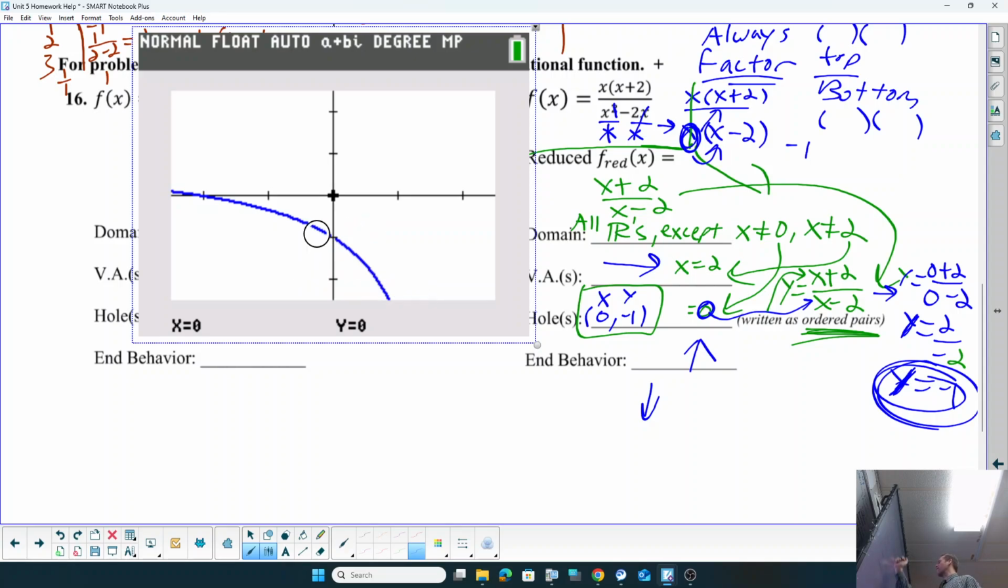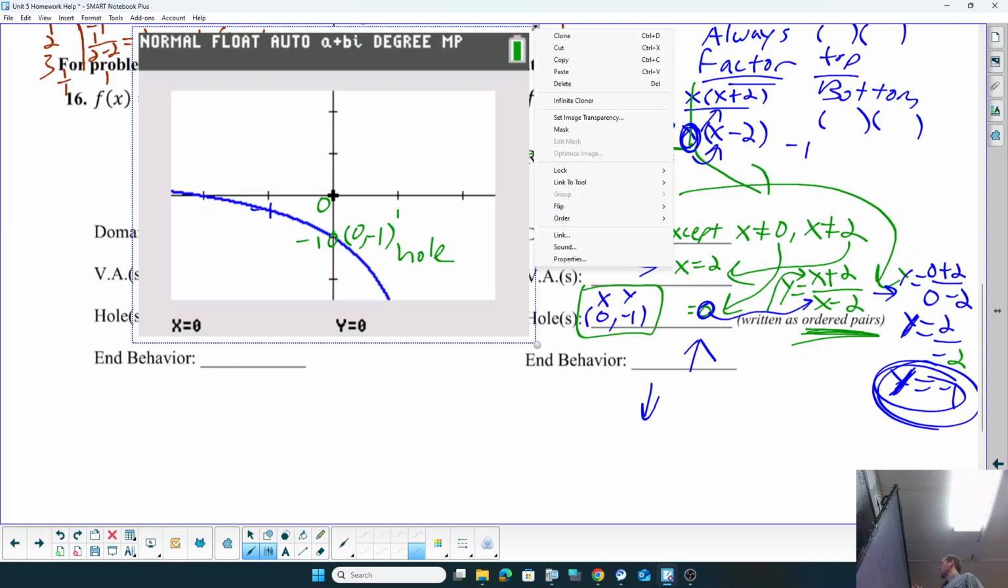There's a hole in our graph, right? At 0, -1. This is -1, this is 0, this is -1, this is +1. There's a hole right there. I just had to point that out because that's amazing.